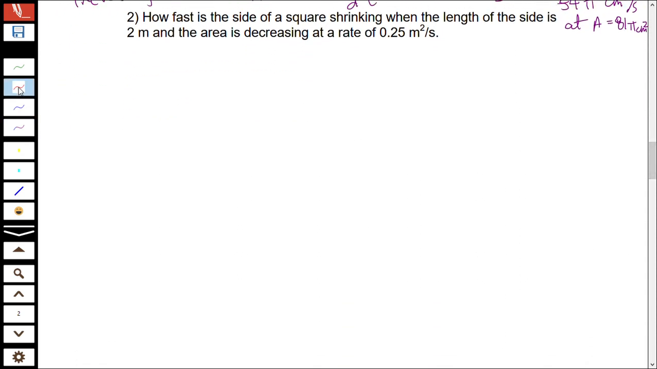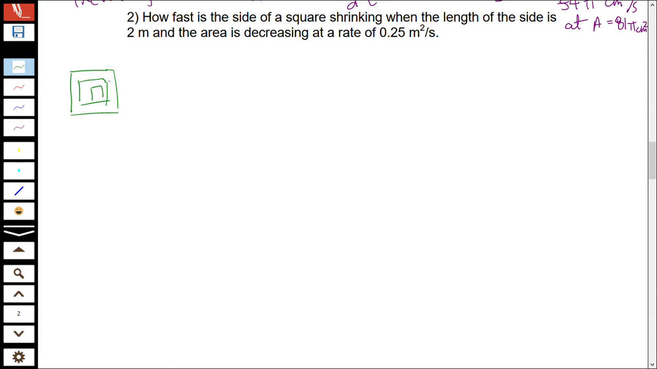How fast is the side of a square shrinking when the length of the side is 2 and the area is decreasing at a rate of 0.25 meters squared per second? So let's see what kind of information we can extract from this question. So first they're asking for how fast is the side of a square shrinking. So first let's just get a visual sense of what's going on. We're going to have a square, and this is going to be shrinking, so it's going to go smaller and smaller.